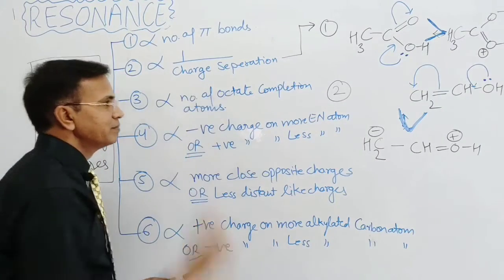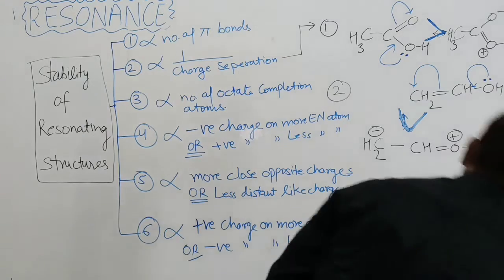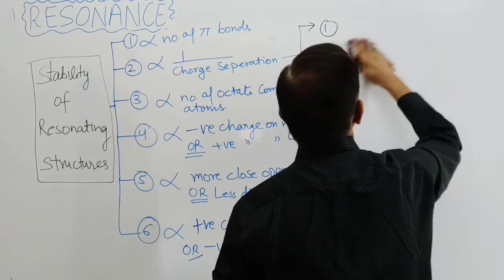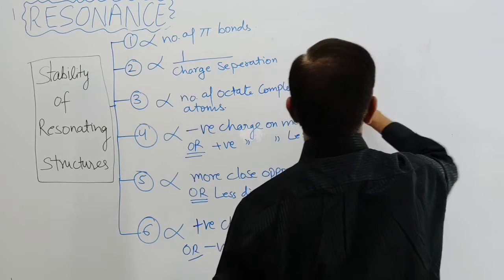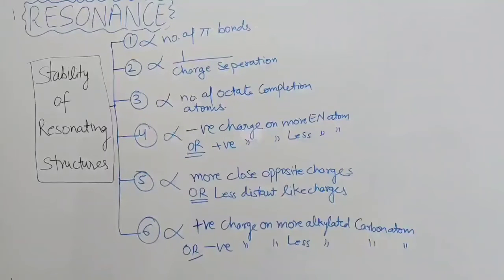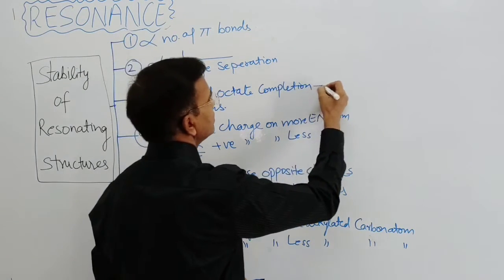Now beta, move to the third type, number of octet completion. The third type is the first question of the third type.